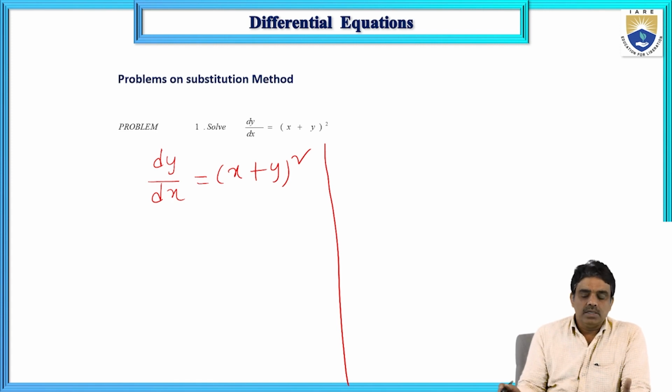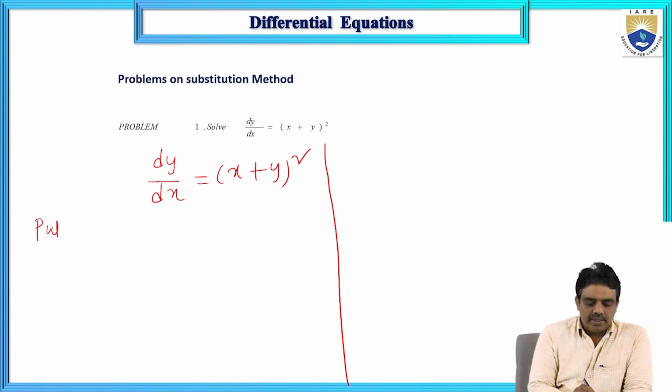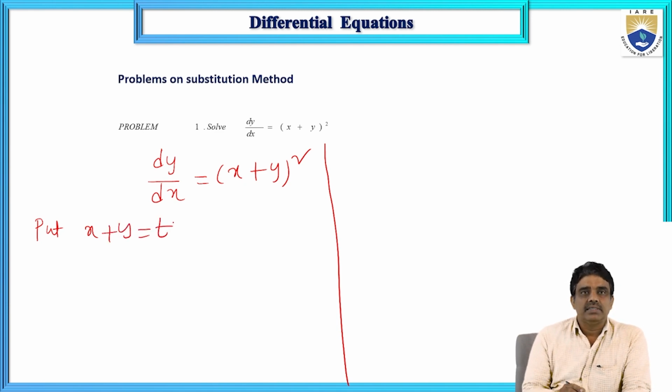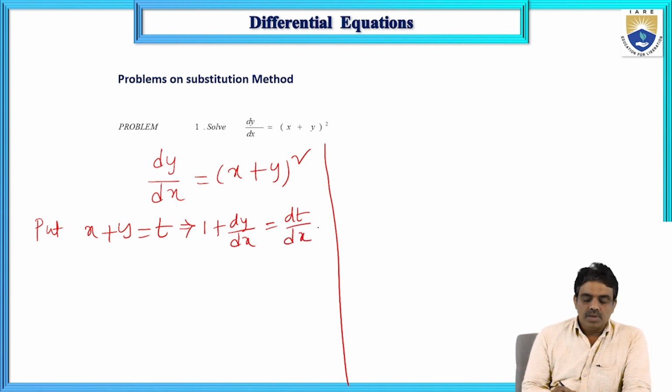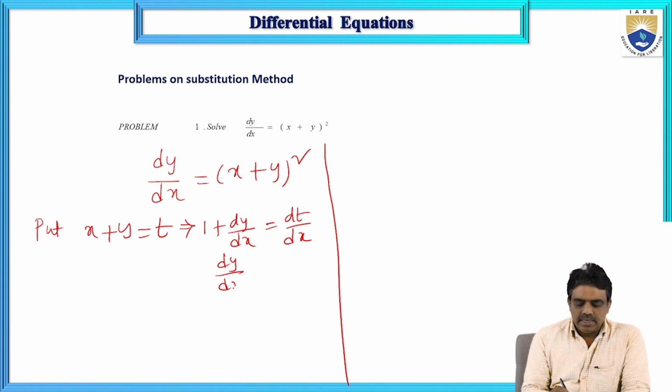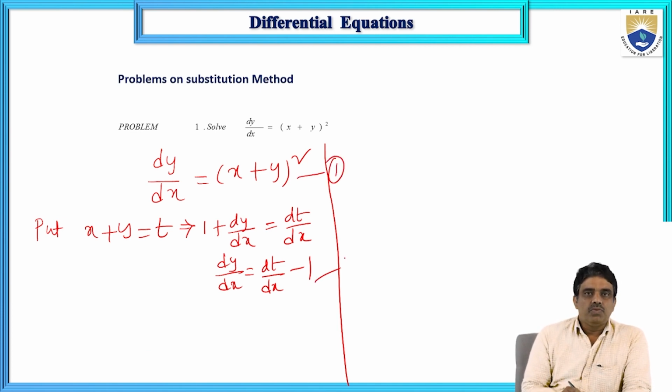So how to solve this? Put x plus y is equal to t. Put x plus y as another variable t, as said in the previous procedure. On differentiating with respect to x, x derivative 1 and y derivative dy by dx is equal to the right hand side term dt by dx. Or what is dy by dx? dy by dx is dt by dx minus 1.